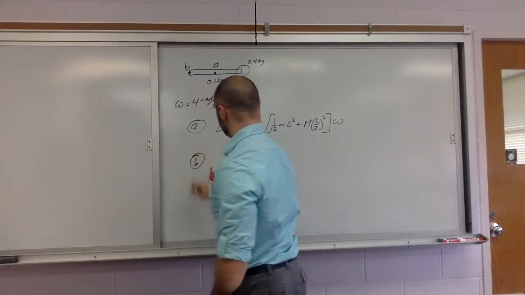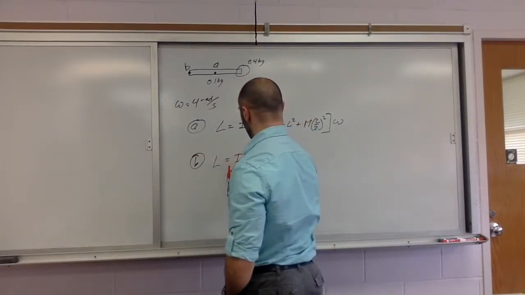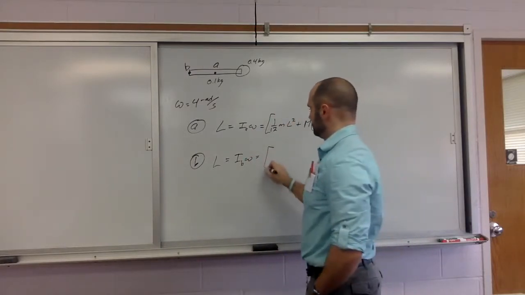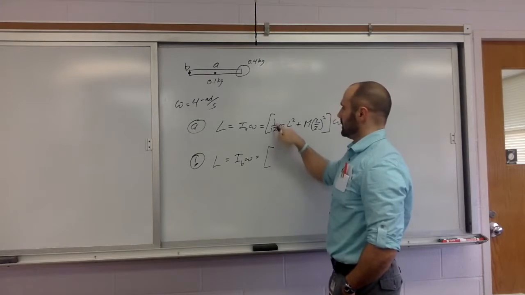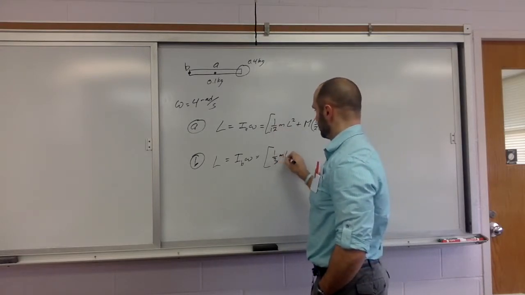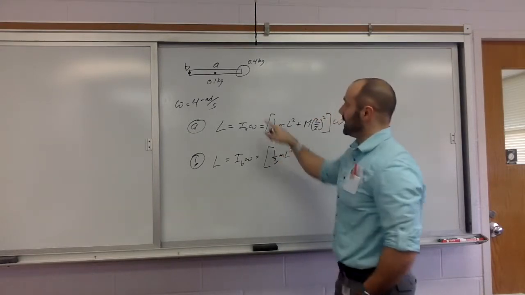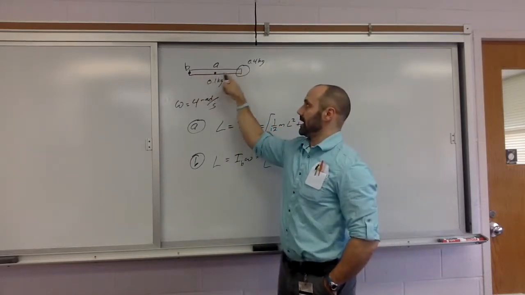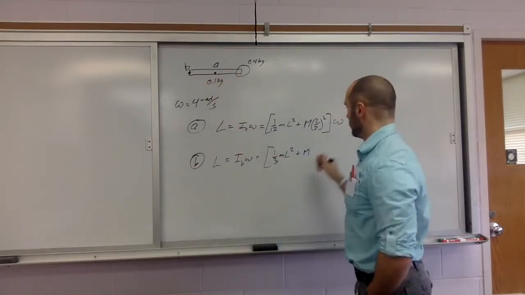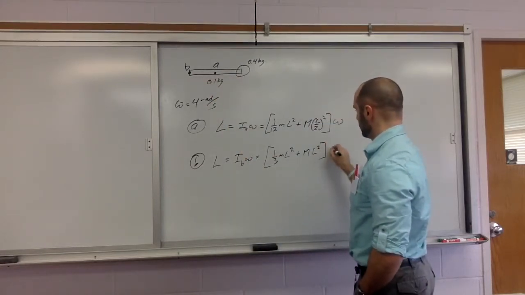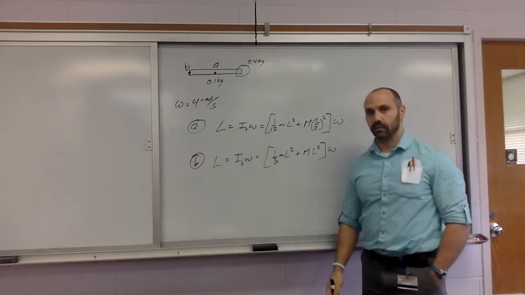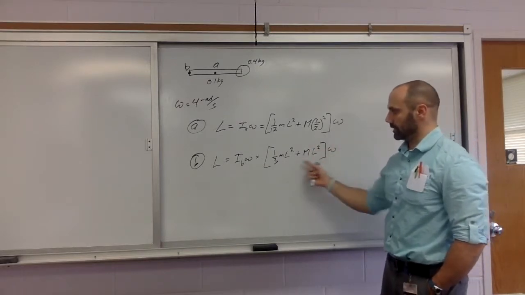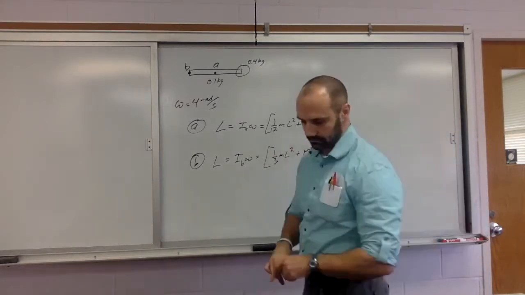For part B, again, L equals I omega. This was about A, this was about axis B. And so again, the only way this changes now is that this is 1/3 mL squared. And now this one is a distance L away from the axis. It's not just half the distance, it's the full length there. So mL squared, and again, times omega. Plug in the numbers, but again, that's just calculator work. Getting this set up is the important part.